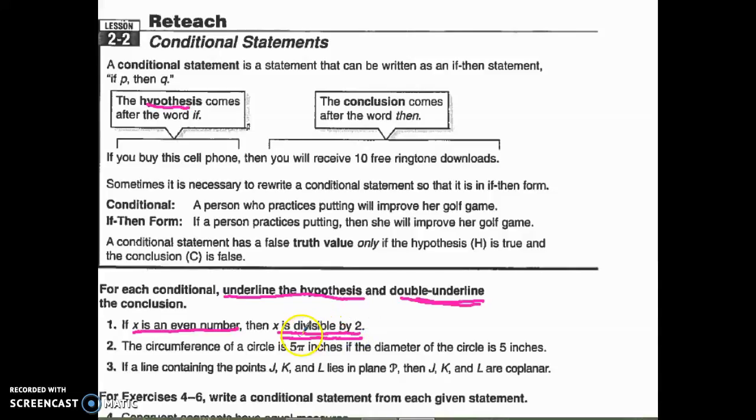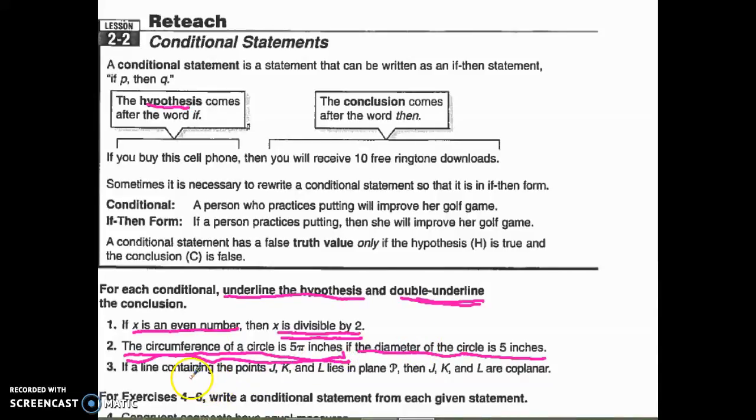My second sentence, the circumference of a circle is 5 pi inches if the diameter of the circle is 5 inches. Note that the if is at the end of the sentence, but it still is my hypothesis here. If the diameter of the circle is 5 inches, and my conclusion is still the piece that doesn't have the if. In this case, you don't see the word then. The conclusion comes at the beginning of my sentence. Then the circumference, let's hit a double underline, is 5 pi inches.